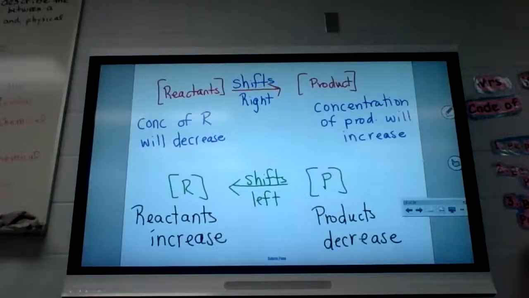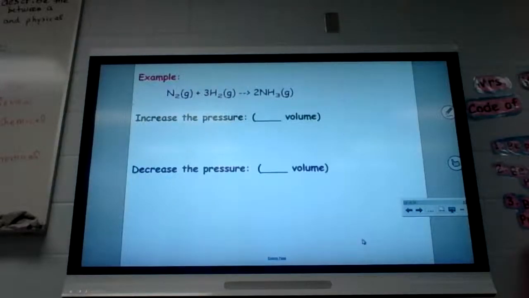This rule that we just wrote down does not change all day today. It's true for pressure, temperature, and concentration. If it shifts to the right, whatever's on the right will increase. If it shifts to the left, whatever's on the left will increase. Whichever direction it goes will increase. Does that make sense? Does everybody have what they need? All right, so let's talk about pressure.